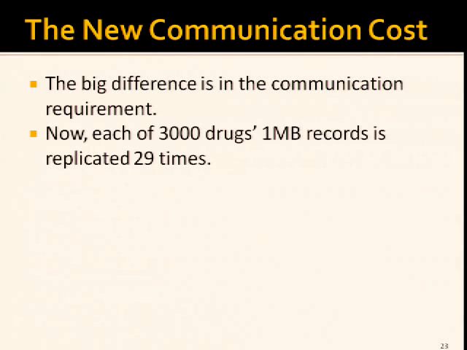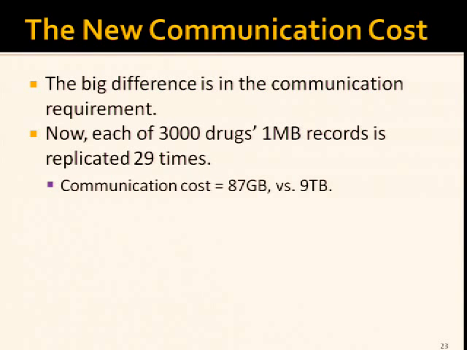On the other hand, the communication now is 3,000 drugs, 29 key-value pairs per drug, so you have to multiply that by 29, and then of course you still have the megabyte per record, so you get 87 gigabytes. That's still a lot of communication, but it's not 1/100th of the communication before. So they were able to get this thing done in a few hours.